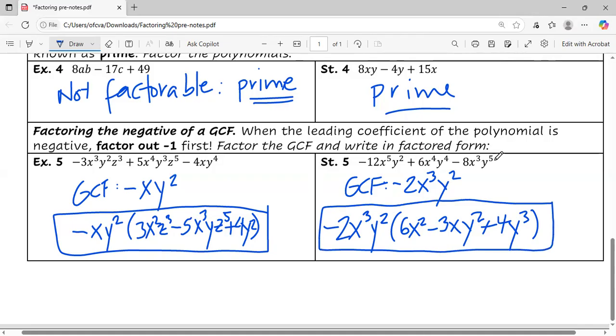All right, guys, this is your prep for when we do the next lesson, which is actually the factoring lesson.